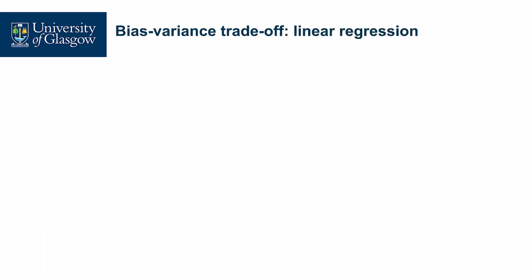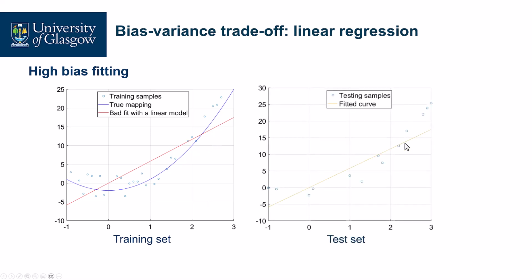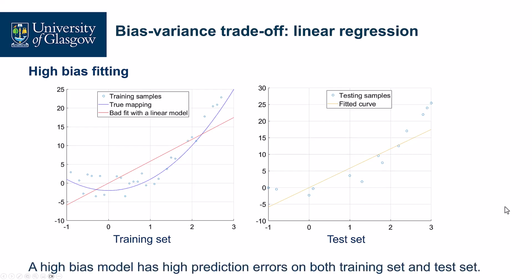Now let's see some examples. These blue circles are the data. Let's consider this blue curve is a true mapping, right? Clearly the relation is not linear, but if I use linear regression, then we can find this result. We can see it's really not good. And for the test data, we can see that the linear fitting is also not good. So a high bias fitting has high prediction errors, both on the training data and the test data. So it's underfitting, right?